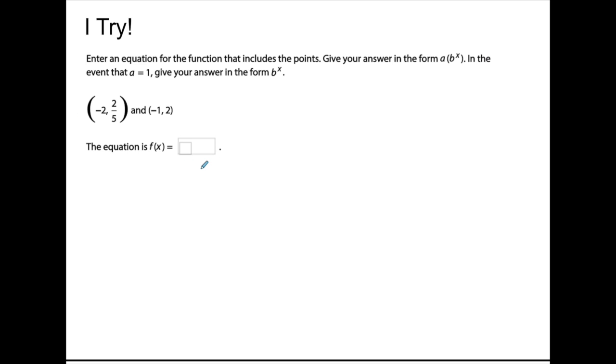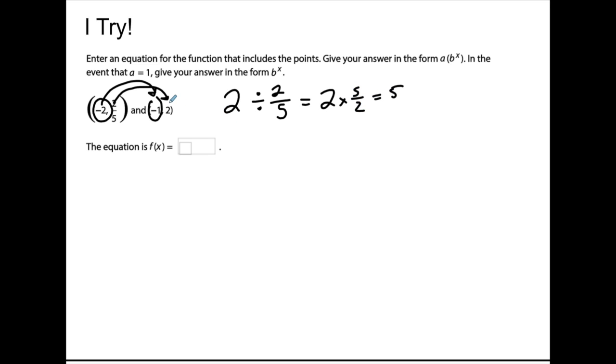Okay, so now I'm going to take a look at a problem where you're given points and you need to use the given points to figure out the function. Notice that as you can see here, the points are sequential. That is, again, -2 and -1. They're 1 away from each other. So I'm going up by 1. So what you need to ask yourself is, what am I multiplying 2/5 by to get 2? One way to do it is to take 2 and divide it by 2/5, which would be 2 times 5/2, which would be 5.